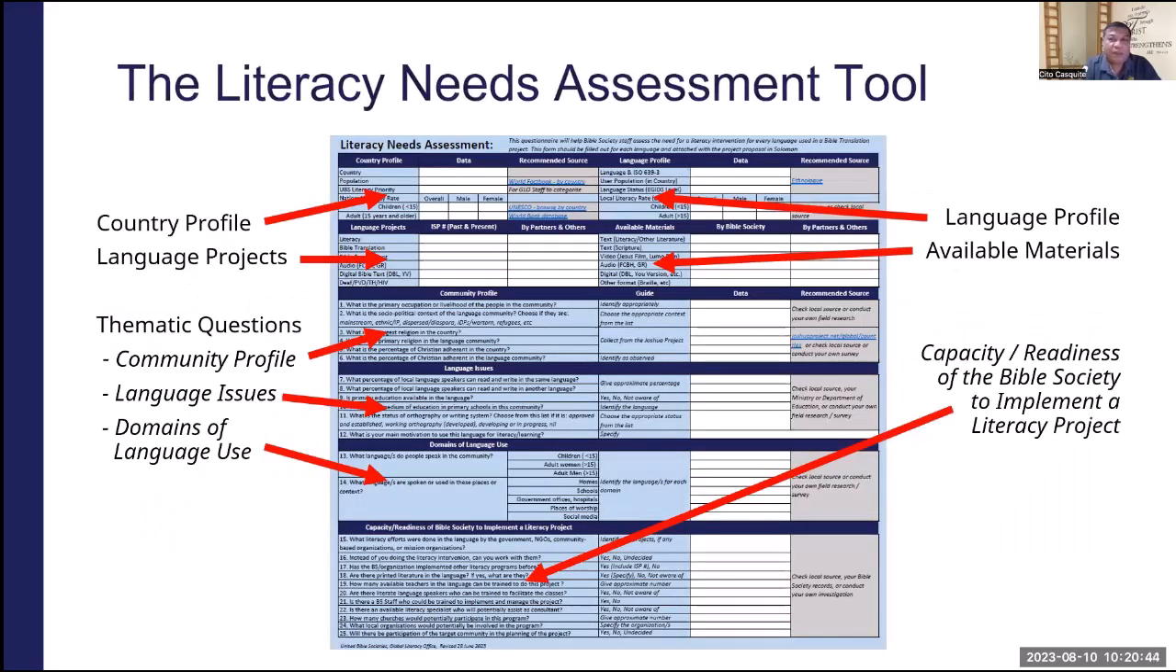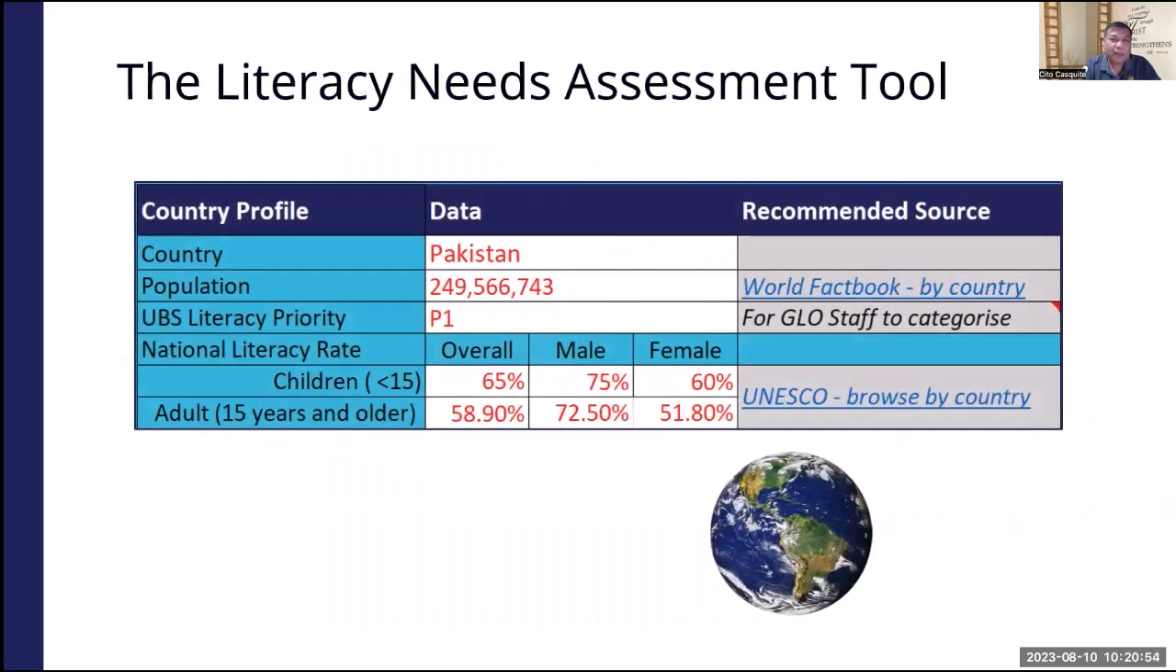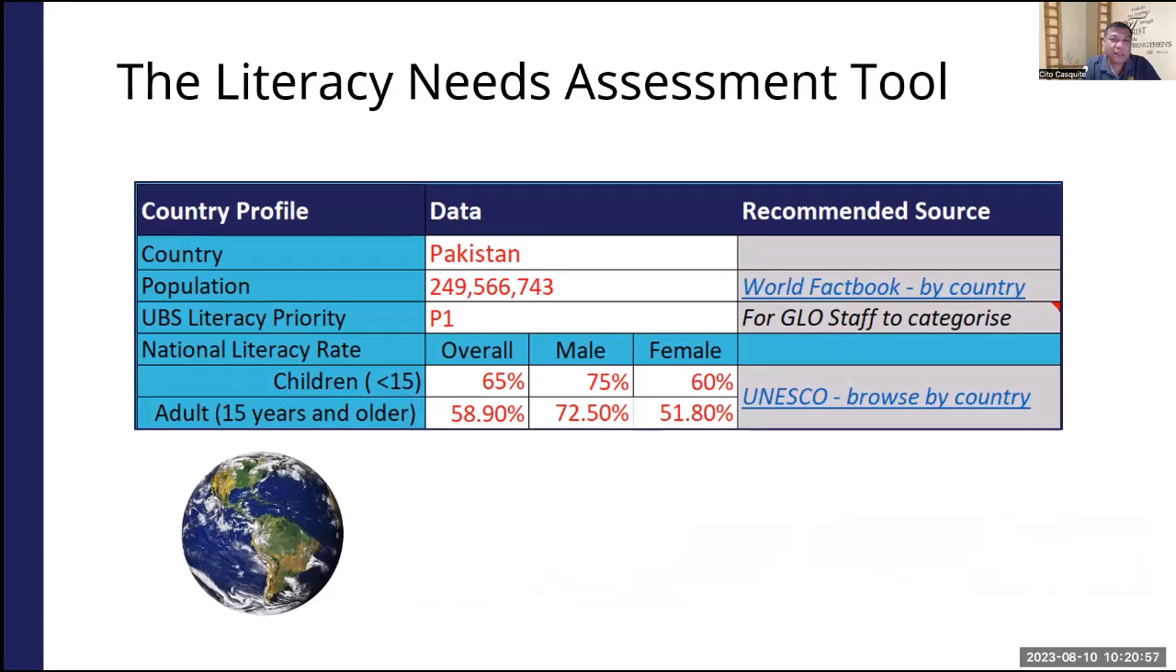And now I'm going to give you some examples from the field of those who use the literacy needs assessment tool. This particular example is actually from Pakistan. In the country profile, as you can see, literacy is priority one for them, regardless of the language. Sometimes, in terms of the literacy rate, UNESCO only provides the rates for adults, but for children it's quite difficult to get. But I'm quite impressed with Pakistan. They were able to gather some data for children.